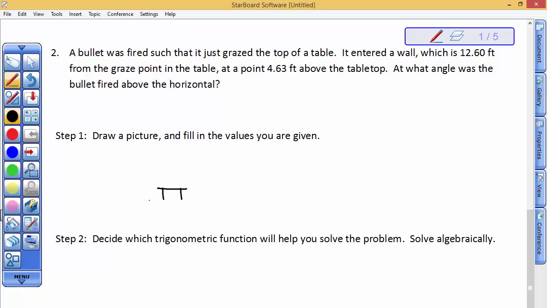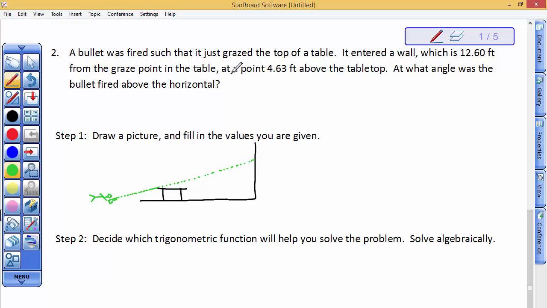So here's my table, and it's sitting on the ground. And here's a wall over here. So I'm going to use green. Let's pretend somebody's lying on the ground here, and they've got this gun, and they fire a bullet to just graze the table, and it's going to enter the wall somewhere over here. Okay.